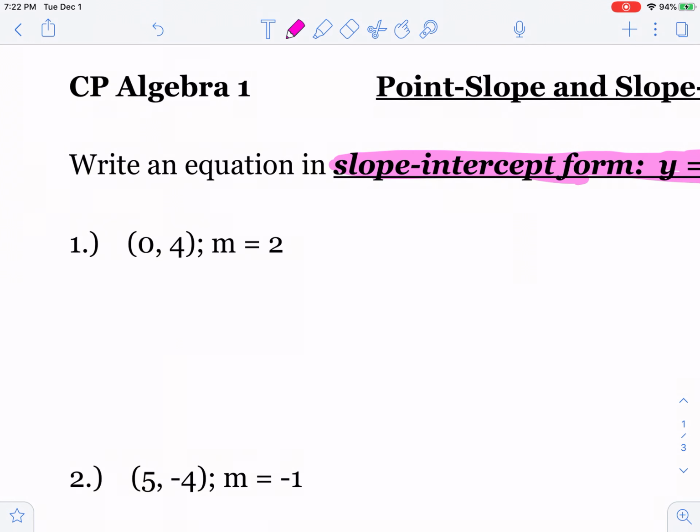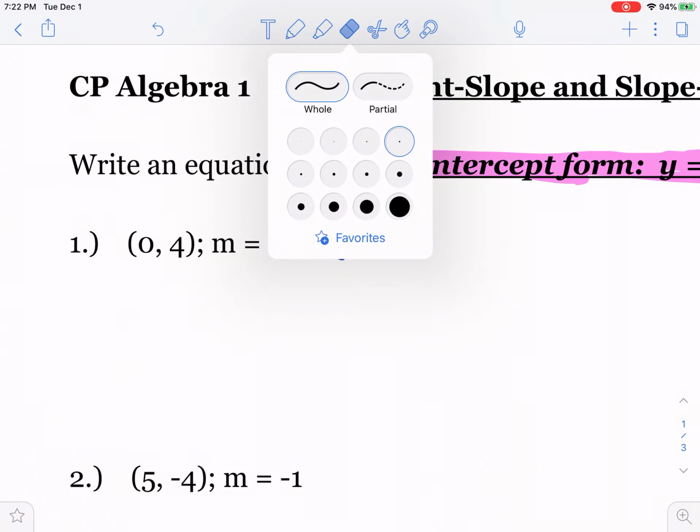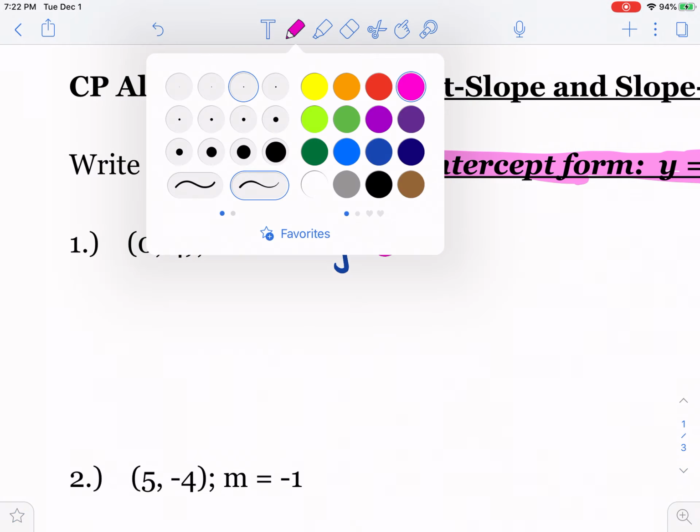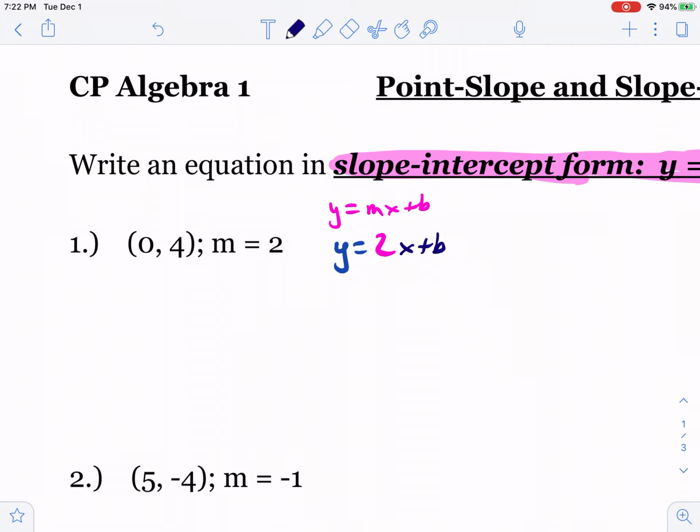Slope equals 2. So I know that in the y equals mx plus b linear equation, that slope is going to be here. Y equals, what's the slope? The slope is 2x plus b. Now, I need to find the b, the y-intercept. How do I do that? Well, I know that this right here falls along some line that they're trying to get me to create.